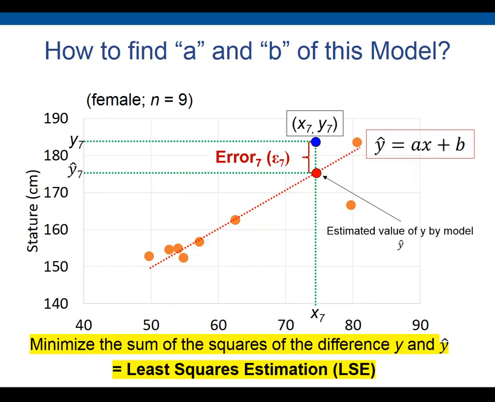This concept we call least square estimation. This is a very important concept in statistical regression analysis, but somehow it's beyond our study area. So if you become a junior or sophomore, and if you enter the statistics course, then you will learn more deeply about how to build a formula to find A and B.